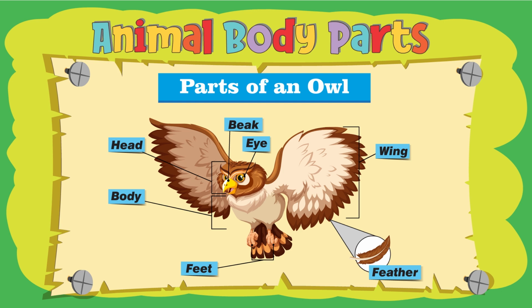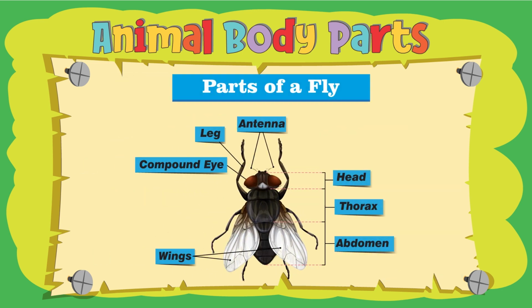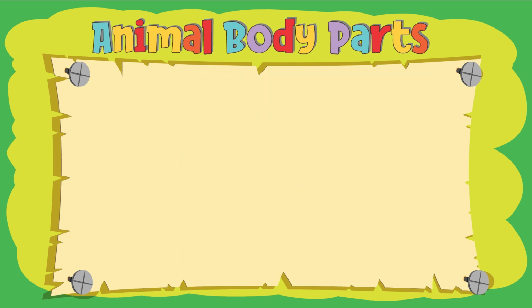Parts of an owl. An owl has a head, beak, eyes, body, wings, feathers, and feet. Parts of a fly. A fly has a head, compound eyes, a thorax, an abdomen, antennae, legs, and wings.